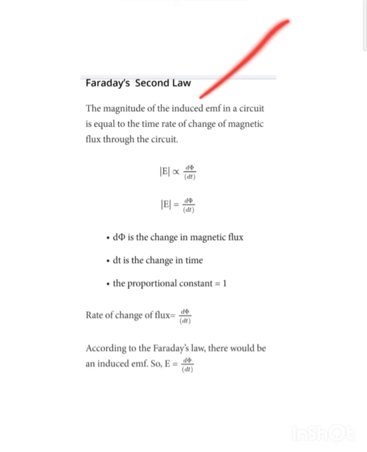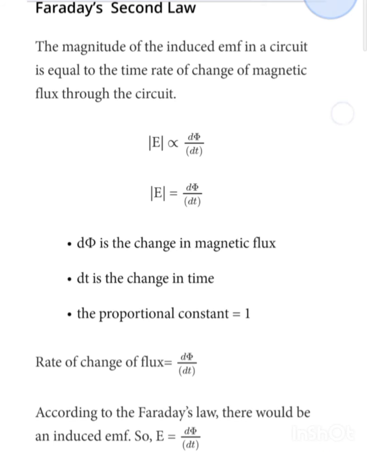The next one is known as Faraday's second law. Faraday's second law says that the induced EMF which is produced is directly proportional to the time rate of change of magnetic flux. So E is directly proportional to d phi by dt. The induced EMF is directly proportional to the rate of change of magnetic flux.